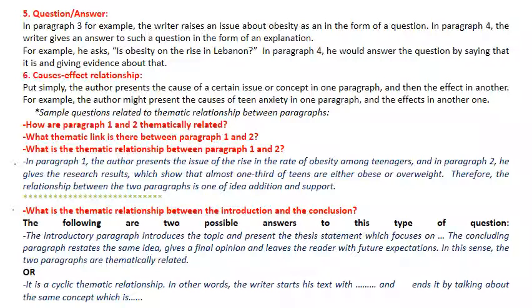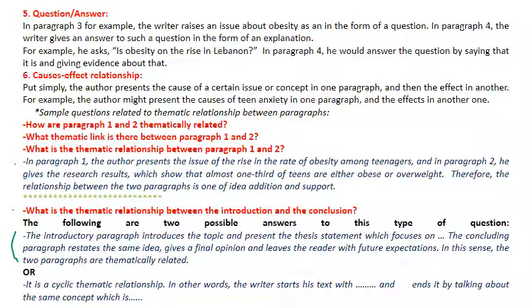Another type of question concerning thematic relationship. What is the thematic relationship between the introduction and the conclusion? We already talked about that. The following are two possible answers to this type of question. I might say the introductory paragraph introduces the topic and presents the thesis statement which focuses on, give me the main idea. The concluding paragraph restates the same idea, gives a final opinion, and leaves the reader with future expectation. In this sense, the two paragraphs are thematically related.